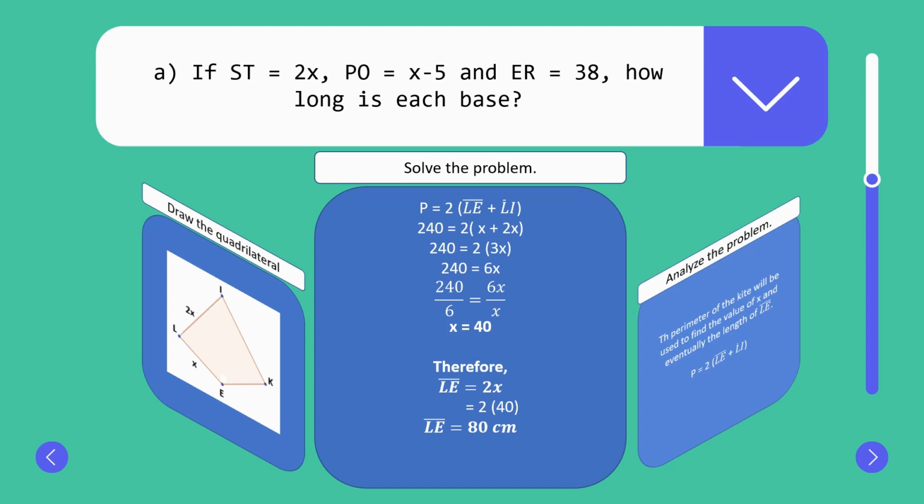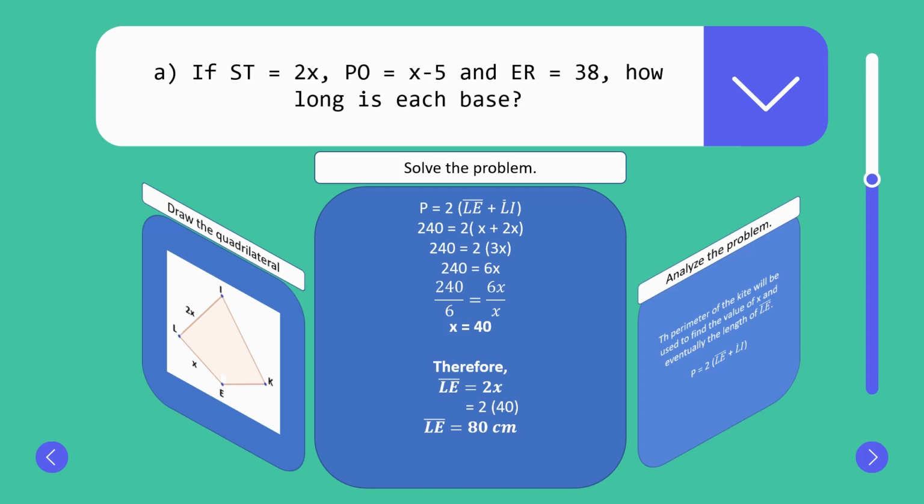We get the product of 2 and 3x. This becomes 6x. And then we divide both sides by 6. So this becomes 240 divided by 6 is equal to 6x divided by 6. We simplify, x is equal to 40.